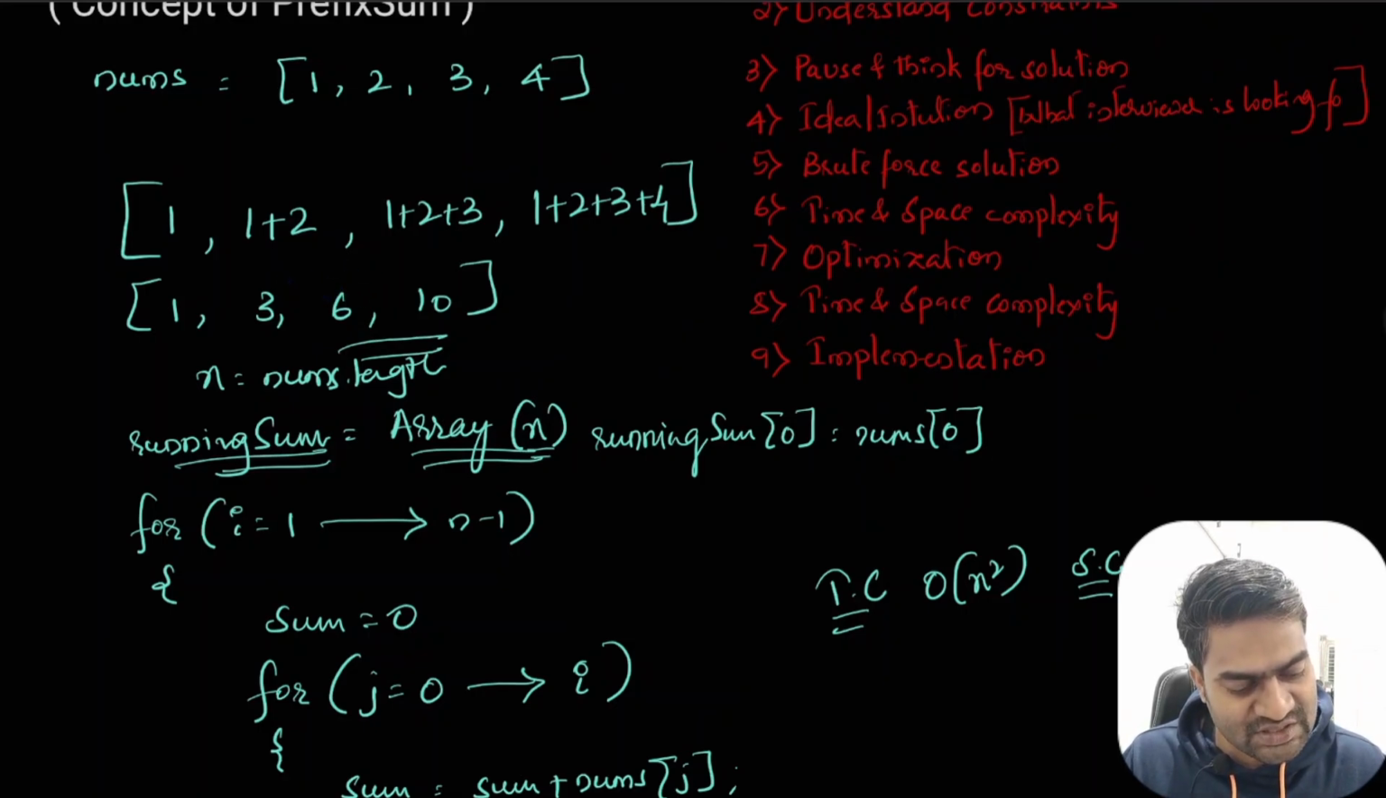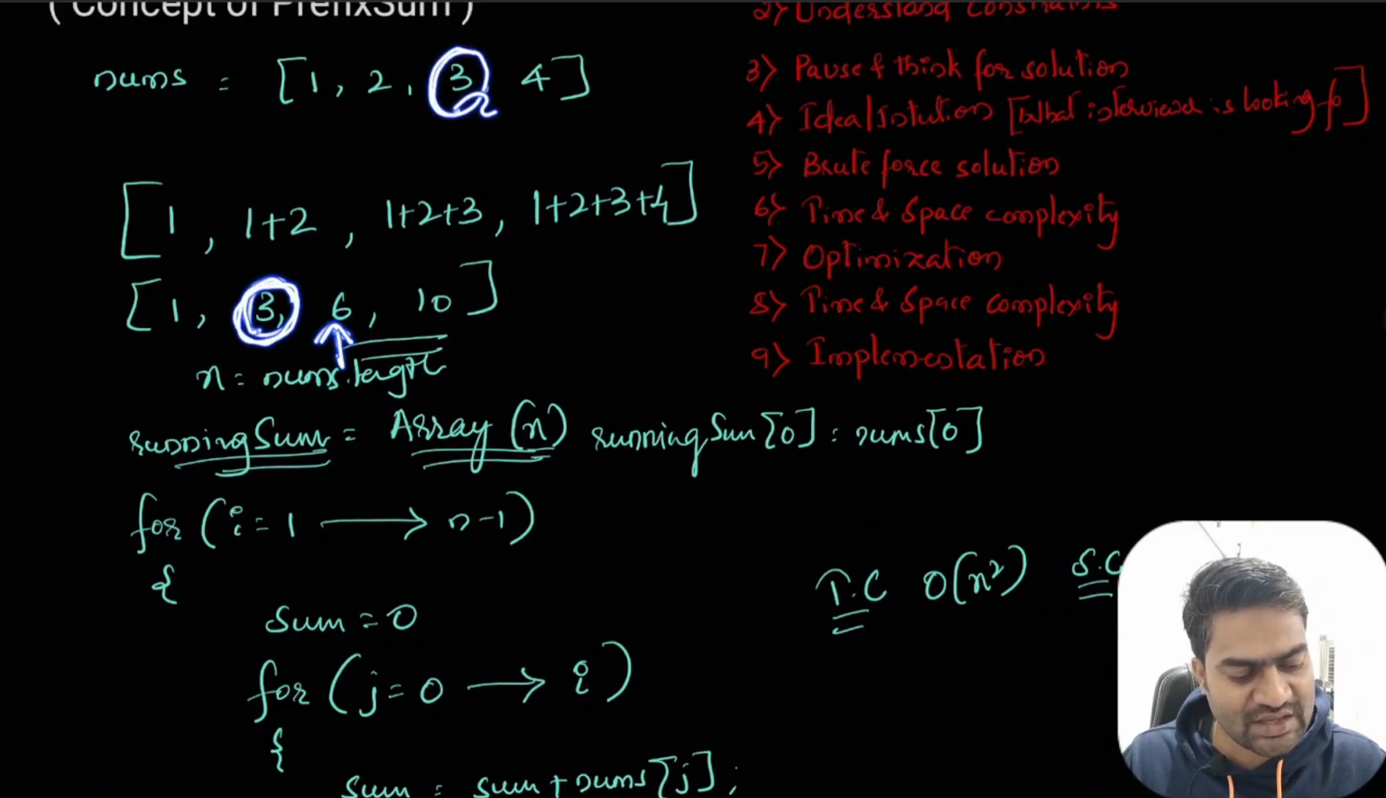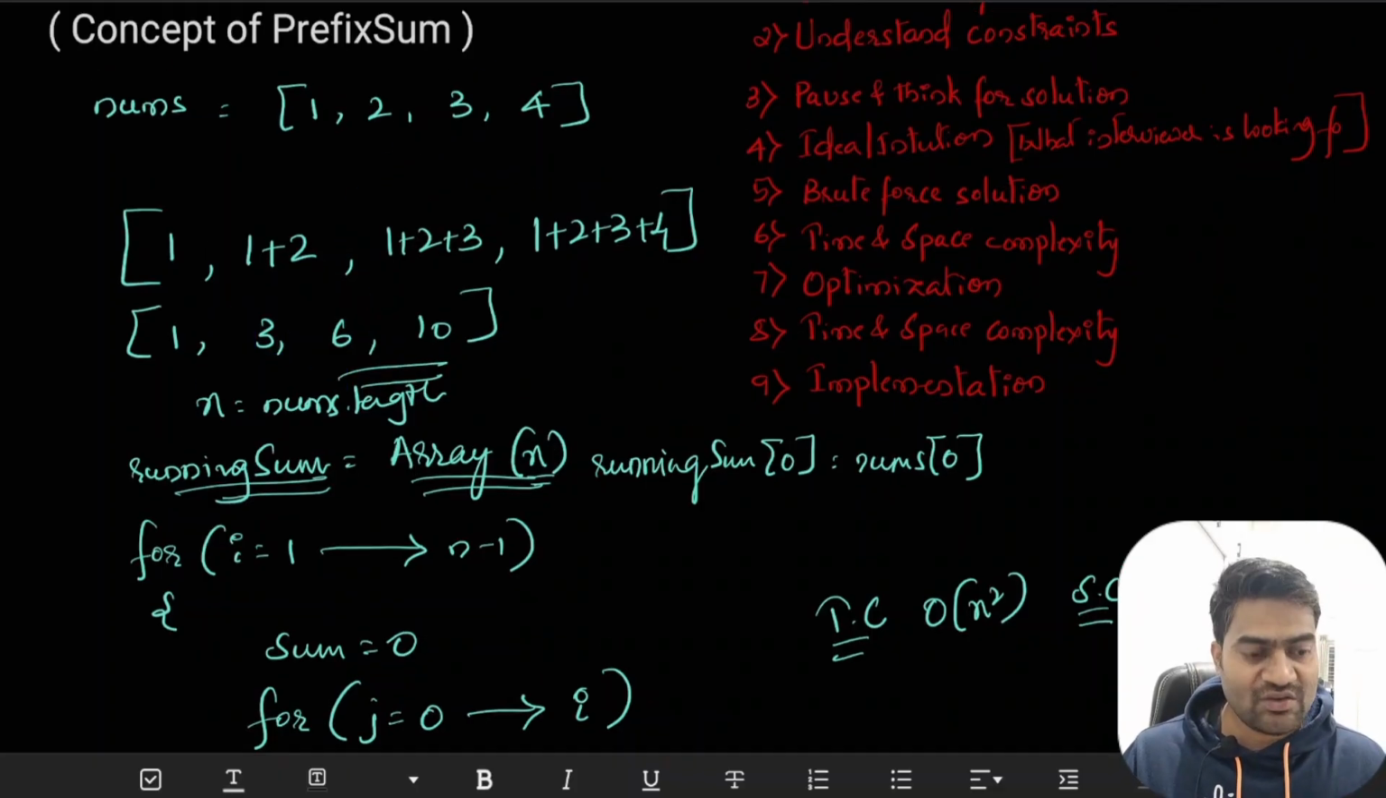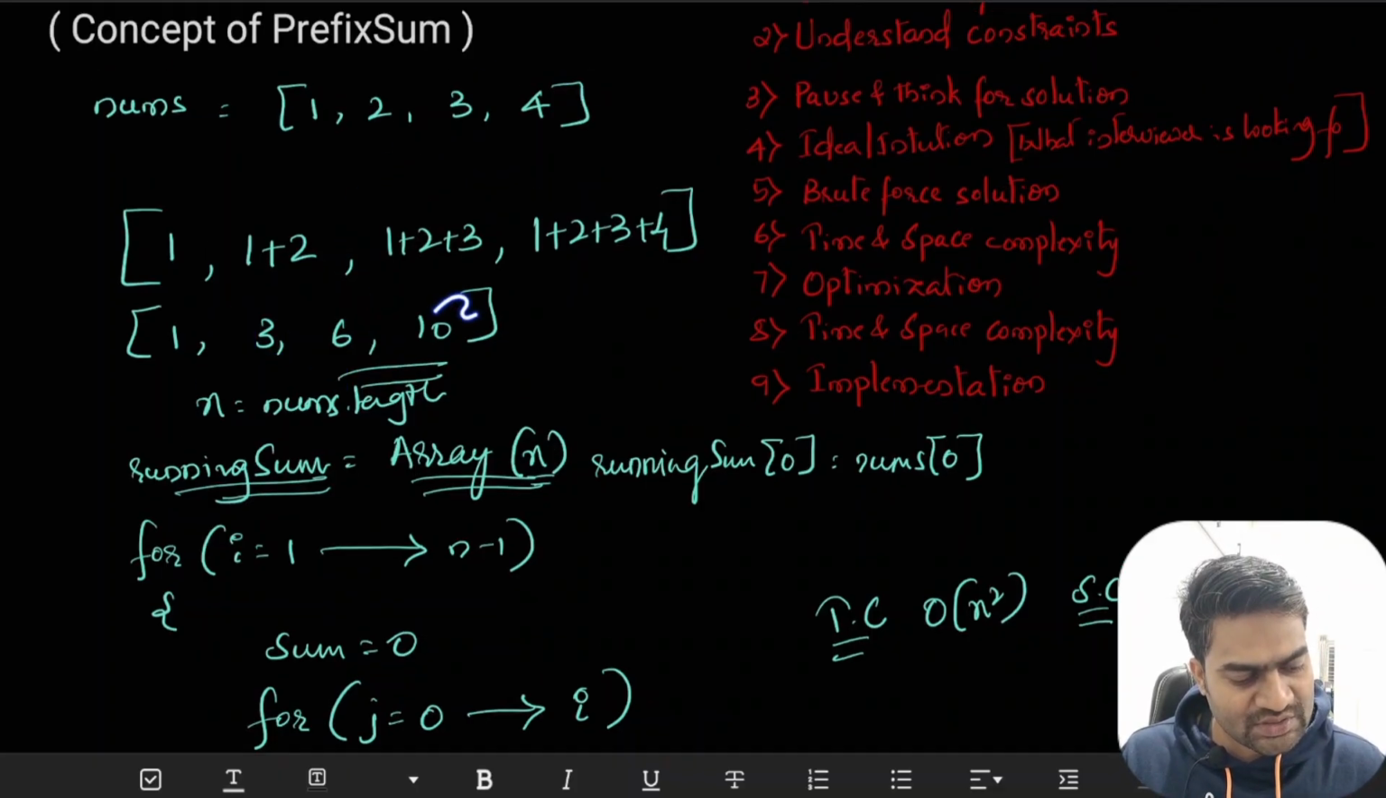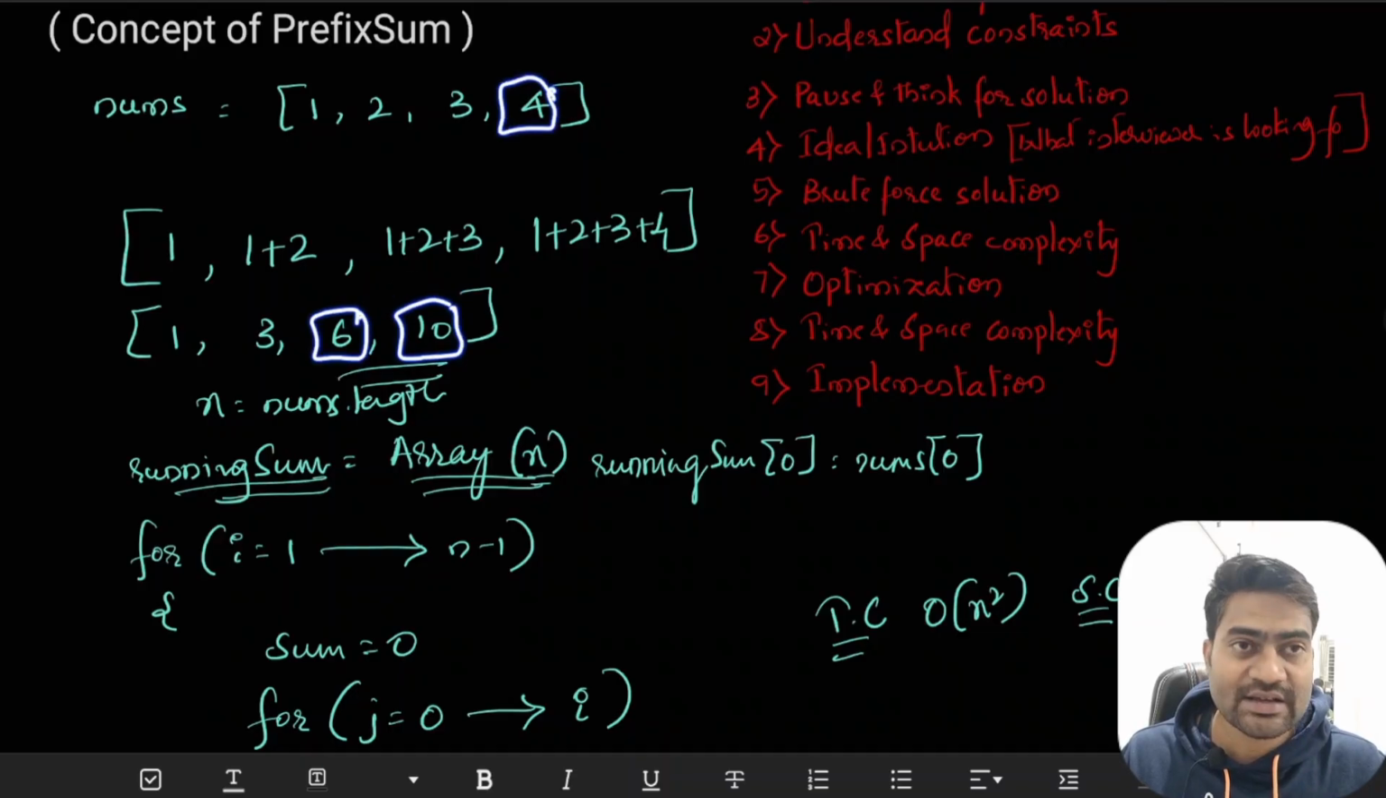Now if you see, this is the prefix sum. I am trying to calculate this particular running sum. This is the previous prefix sum, and the number is 3. If I add up this and this, we will get 6. So the value is the sum of the previous prefix sum plus this number. That's what we will do now.